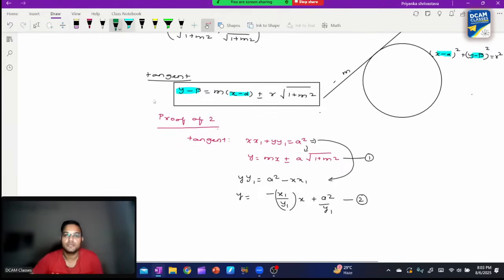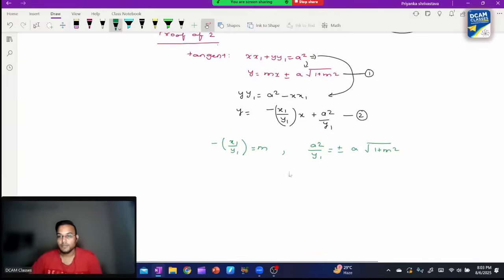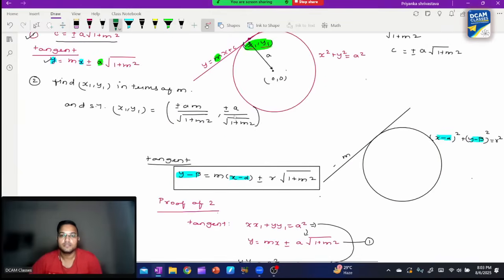Let me do it completely, and we'll end the class. Here, comparing these two equations, 1 and 2, you get minus x1 by y1 is equal to m. And the third is a square by y1 is equal to plus or minus a root over 1 plus m square. So y1 you have got is plus or minus a by root over 1 plus m square. Y1 coordinate you have got.